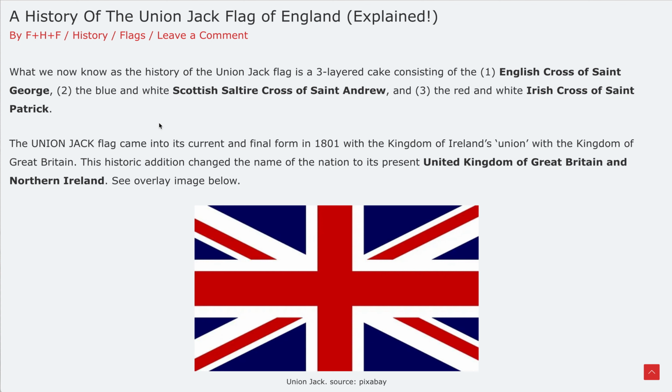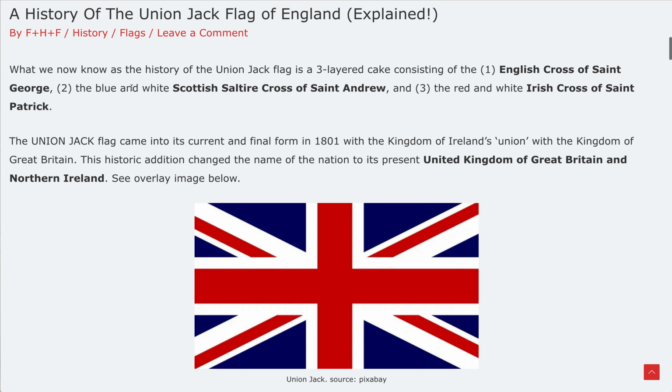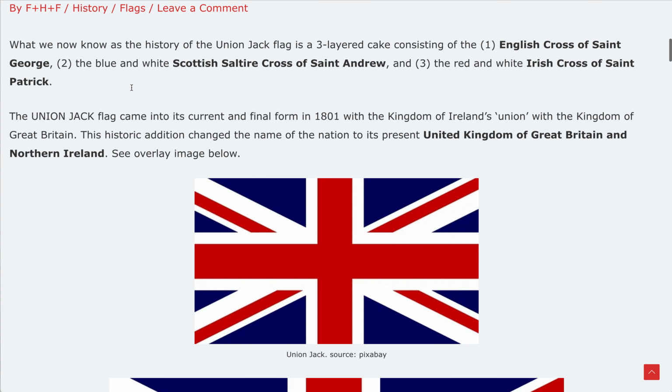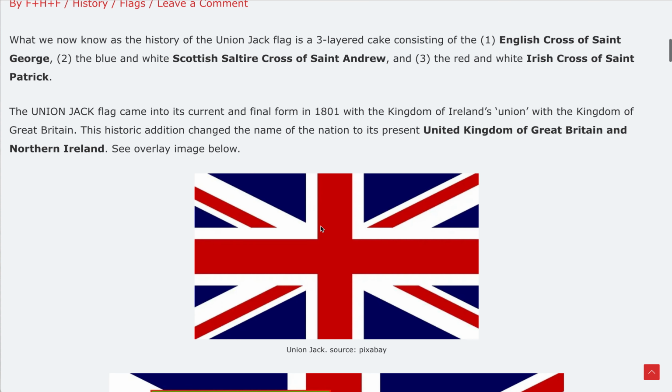Make sure to get yourself ready, because what we know as the history of the Union Jack flag is a 3-layered cake, or like 3 Legos, consisting of 1, the English cross of St. George, right? 2, the blue and white Scottish Saltire cross of St. Andrew, and 3, the red and white Irish cross of St. Patrick. All of that is what you see here in our flag below.